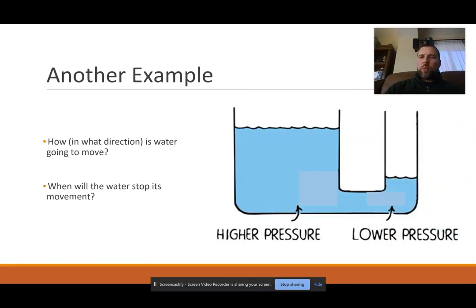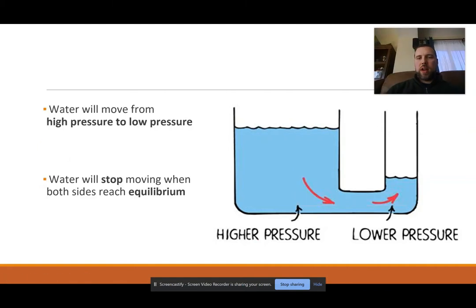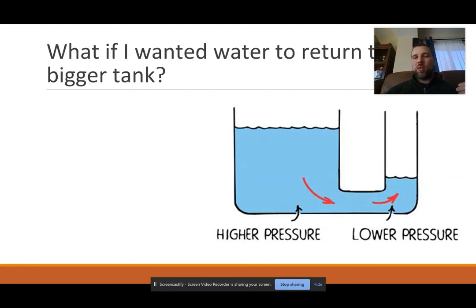So another example, we have a huge tank of water and a small tank of water. So this is under higher pressure, this is under lower pressure. Where's it going to go? It's going to flow from one to the next. And when is it going to stop? Well, it's not going to keep going. Once this tank comes out to the same level, and they're the same, now there's no difference in pressure, so there's no reason for it to flow anymore. It's going to stop when it reaches equilibrium.